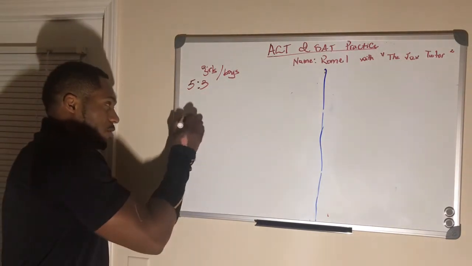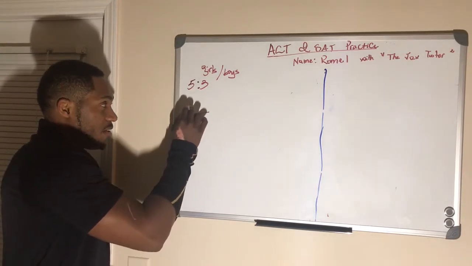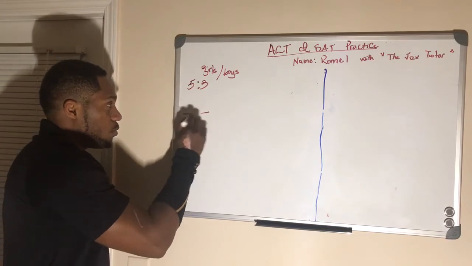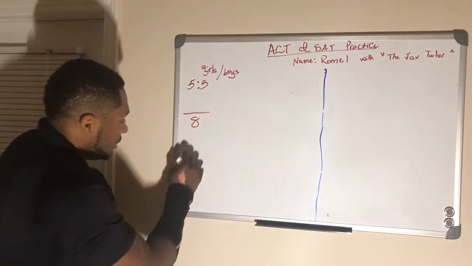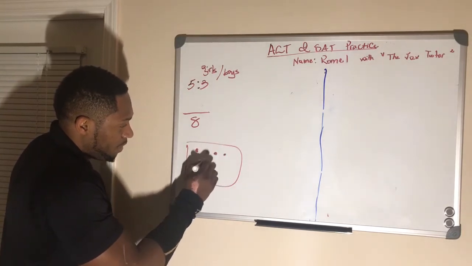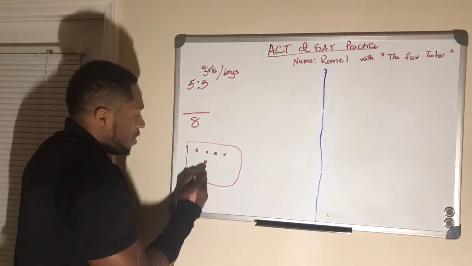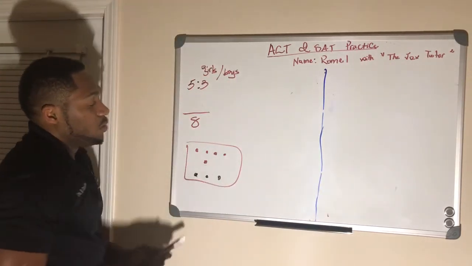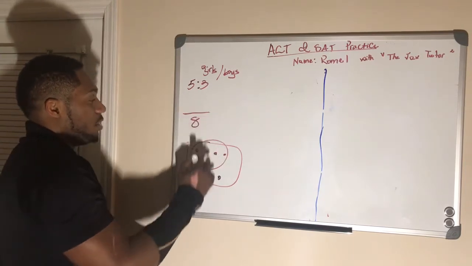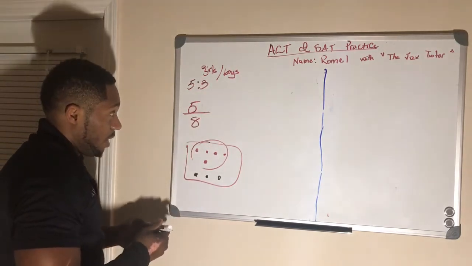So the total of 8 here, there's 5 girls, and then 3 boys. So what's the portion out of that? Let's say we take a group of 8 here. 1, 2, 3, 4, 5 girls, and then we got 3 boys, 1, 2, 3. So what's the portion of girls? It's 5/8, 5 out of a total of 8. So girls to the total is 5/8.